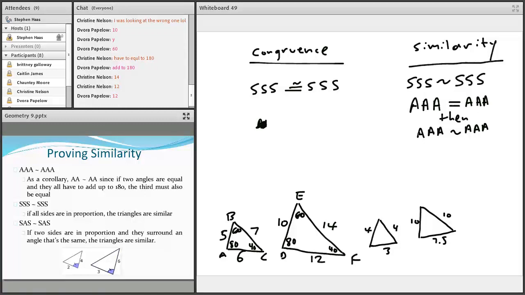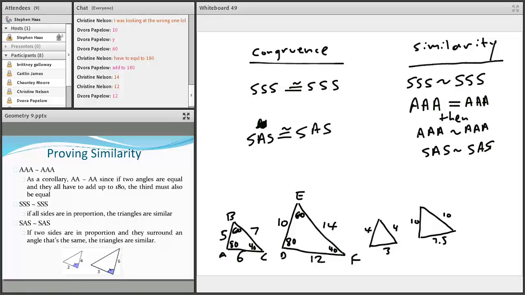And the same thing is true also with SAS. Just like congruence, where you had SAS is congruent to SAS, if you have two sides in proportion and an angle that's equal in the middle, like you have on the diagram on the bottom of the slide, these two triangles have to be similar. Over there, 2 and 4 are in proportion with 3 and 6, and because the angle between them is equal, the two triangles have to be similar to each other.